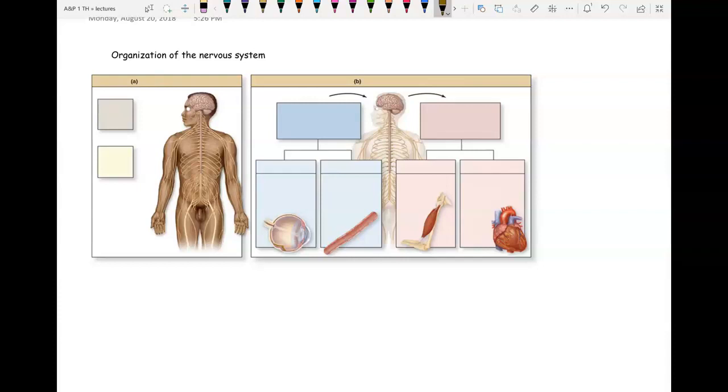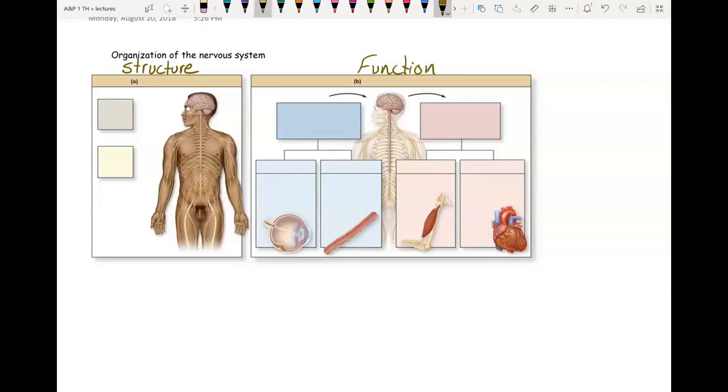The nervous system is divided into categories based on both function and structure. Think about how we did this in Chapter 9 with joints. We went through all the joints and classified them by their structure, then we classified them by their function. So we're going to do the same thing with the nervous system. Over here is structure, and this side is function.